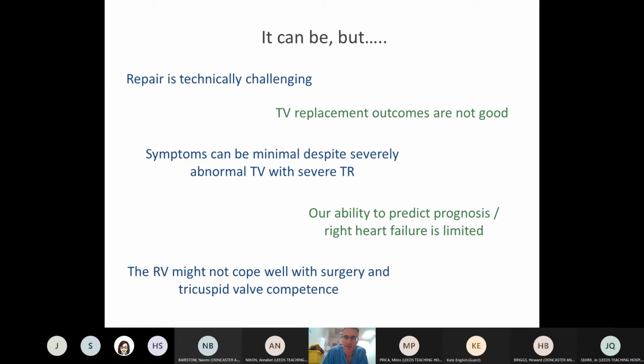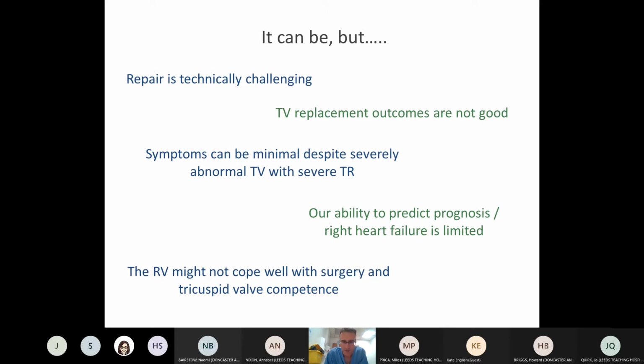The other aspect in terms of trying to decide when to operate on a patient with Epstein's is that symptoms can be relatively minimal, particularly in younger patients, despite quite severe abnormalities and severe tricuspid regurgitation. So you're trying to judge whether taking someone with minimal symptoms to technically demanding surgery is going to be better for them in the long run and worth the short-term risks and the risks of putting in a tricuspid valve replacement that might not last very long.